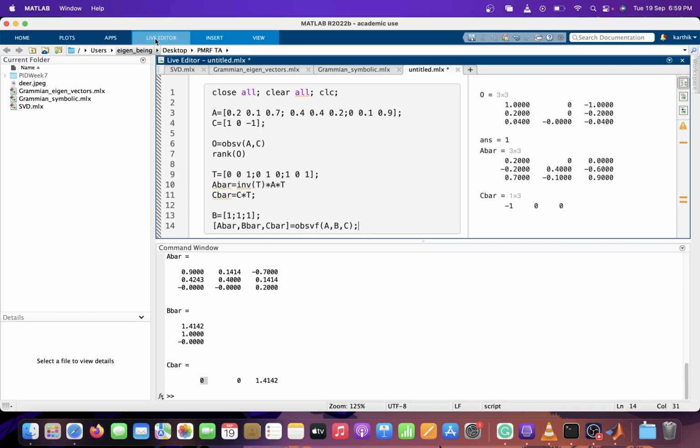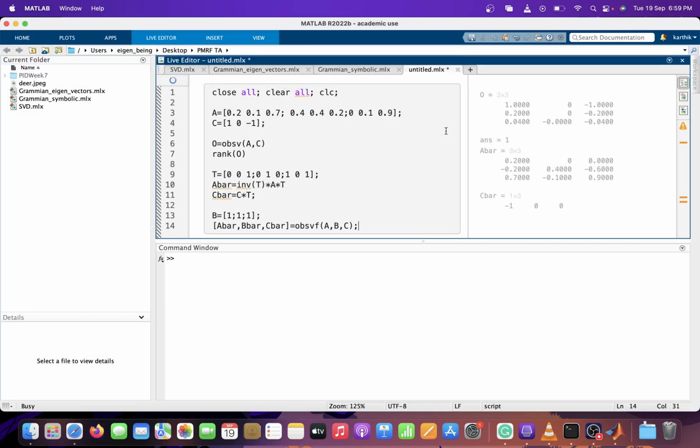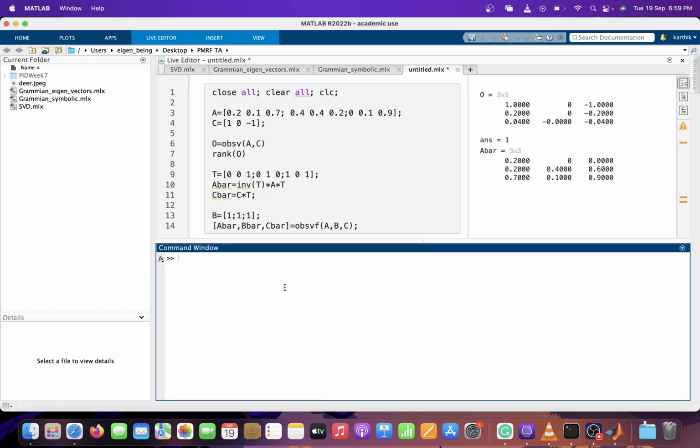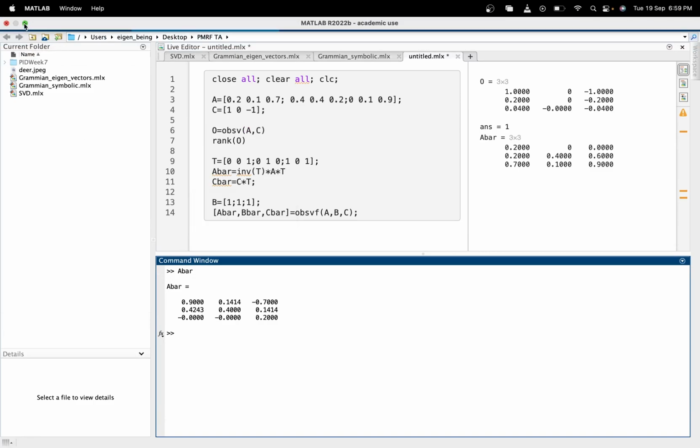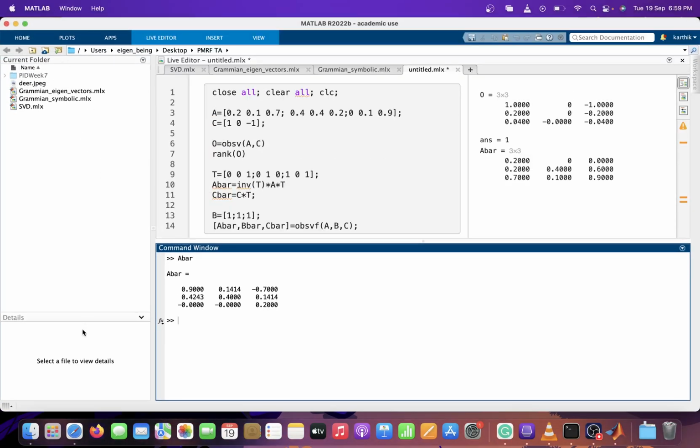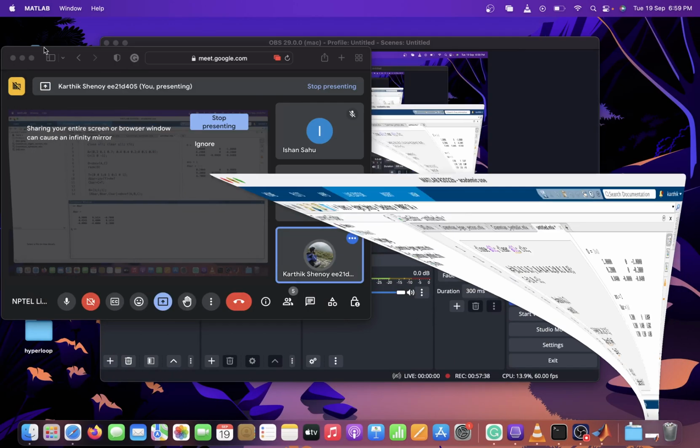So that's the thing. Now you'll get A bar as this. It's just swapped, the blocks are just swapped, otherwise it's the same, because it's similar, right? Finally we just have to look at the eigenvalues which are observable, because similarity doesn't change that. It can change the matrix but not the eigenvalue, so that's why. So yeah, that's the case.